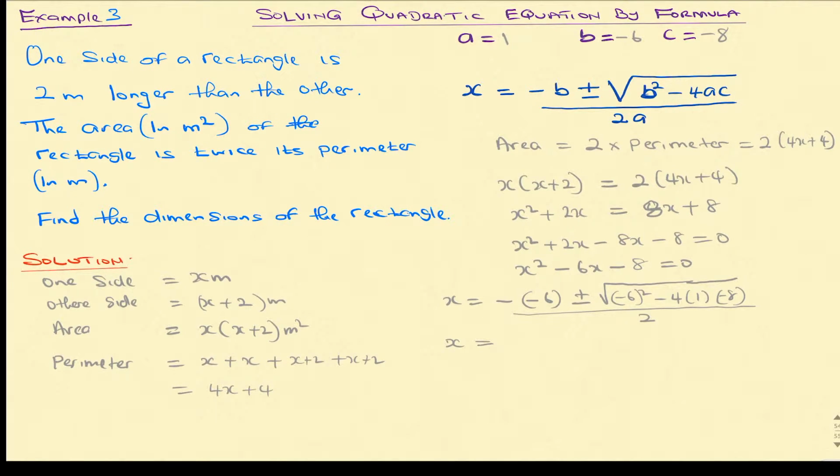6 plus or minus root of 36 plus 32, over 2, and that will be equal to 6 plus or minus root 68 over 2.